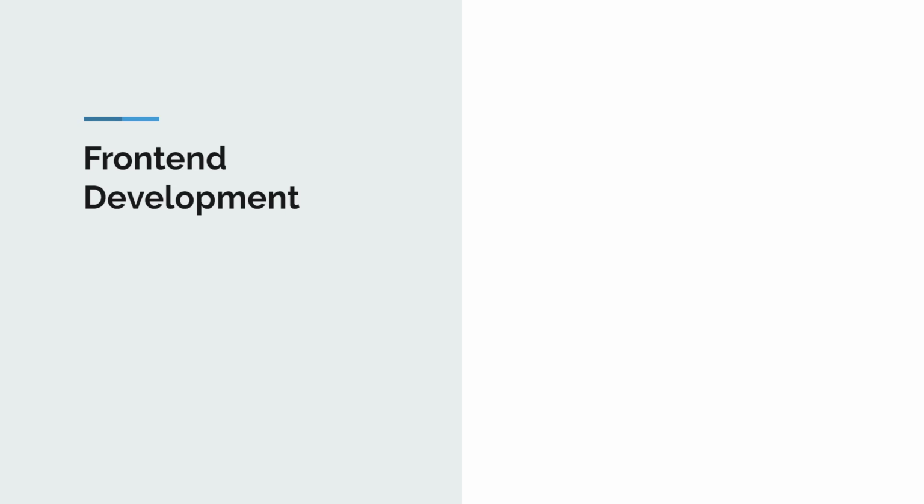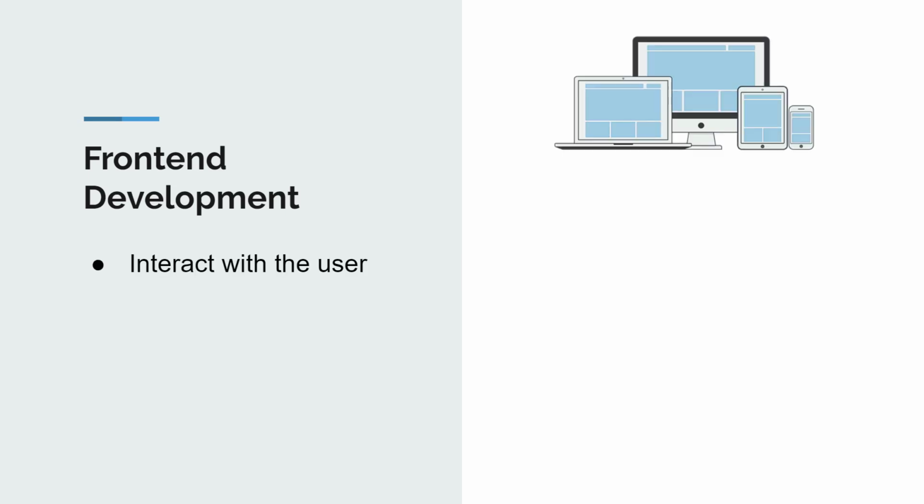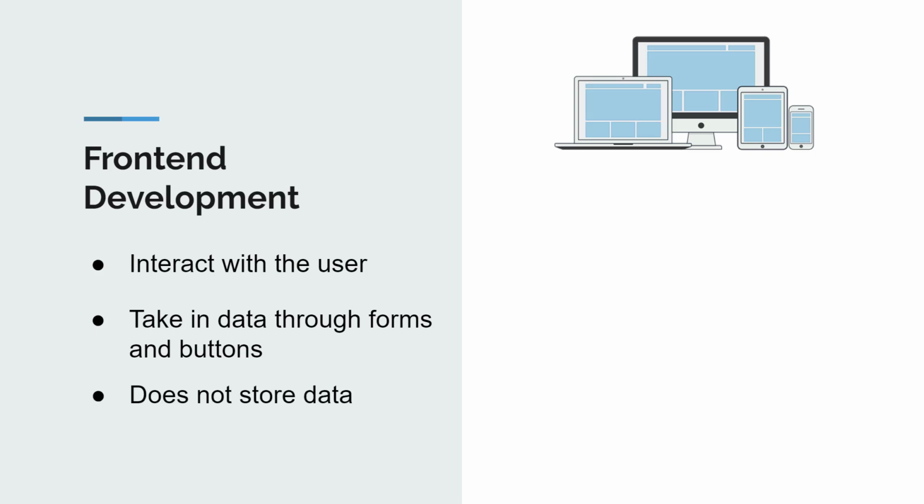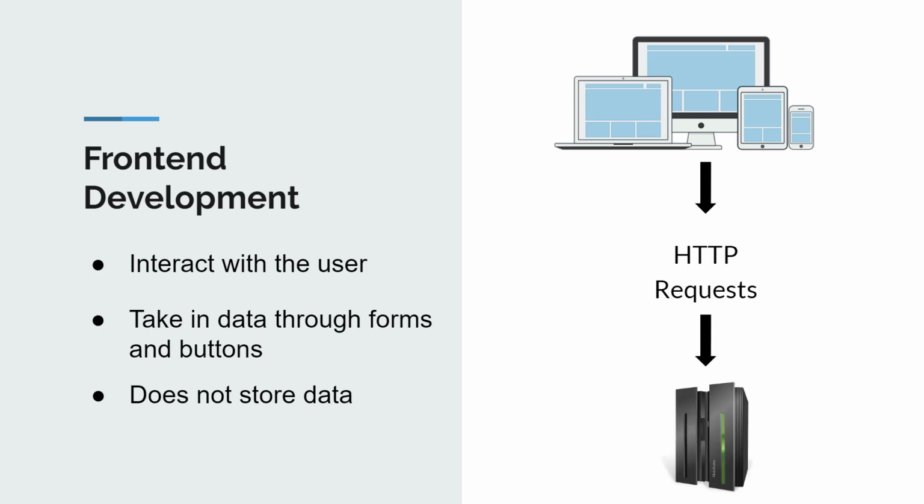The front end of an application is responsible for interacting with a user in the browser and taking in data through the use of forms and buttons. The front end does not store this data because data storage within a browser is inefficient. Rather, the front end interacts with the data source through the API built in the back end. This interaction typically occurs through the use of hyperlinks and different types of HTTP requests.